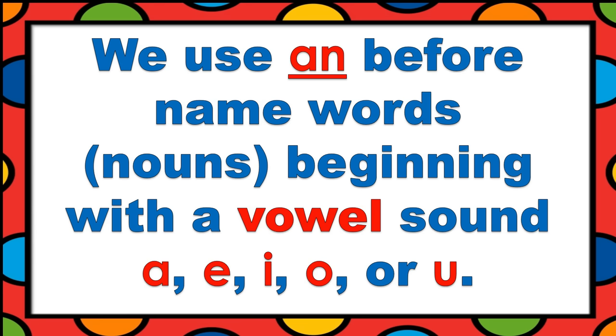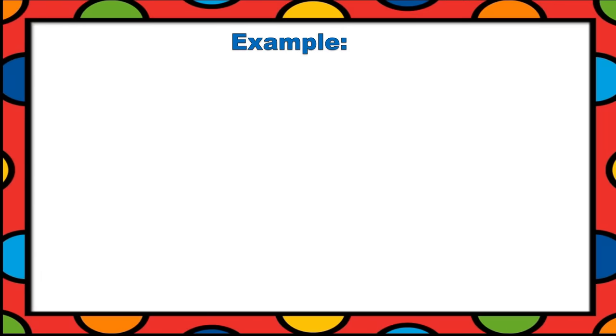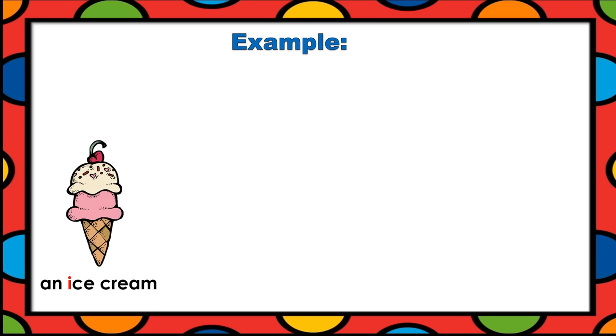We use an before name words, nouns, beginning with a vowel sound, A-E-I-O-U. Example, ice cream. An ice cream. The word that comes after an is ice cream, and ice cream starts with the letter I, which is a vowel.